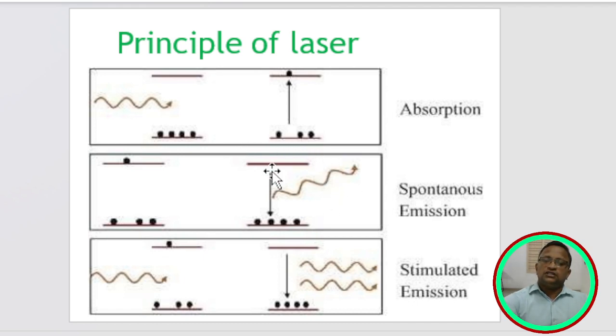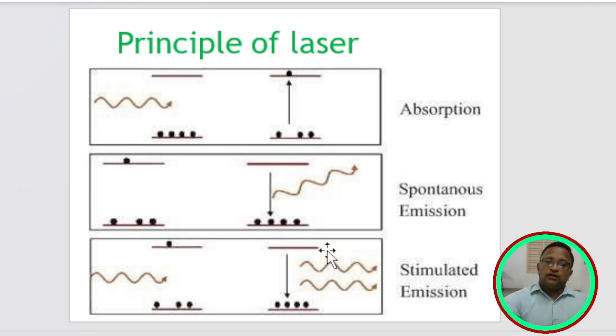When the electrons reach the higher energy level, they are not stable. They definitely move down to the lower energy level by giving out radiation. So, without the involvement of any photon having energy equal to h nu, the excited atom itself comes to the ground level. That emission is called spontaneous emission.